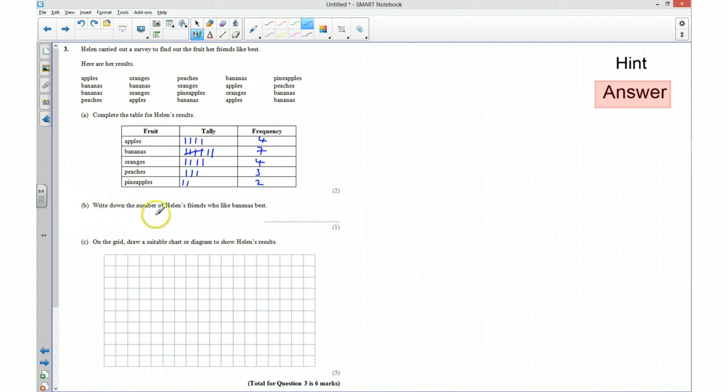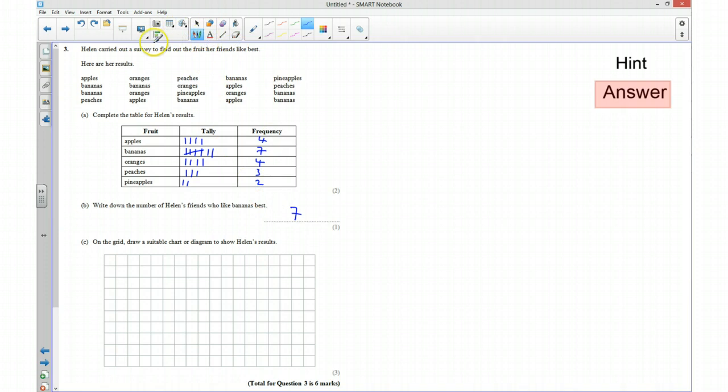Okay, part B says write down the number of Helen's friends who like bananas best, and we could simply read that off here because bananas is going to be 7. Okay, part C says on the grid draw a suitable chart or diagram to show Helen's results. I think a good chart here would be a bar chart, because that will show the frequency clearly.